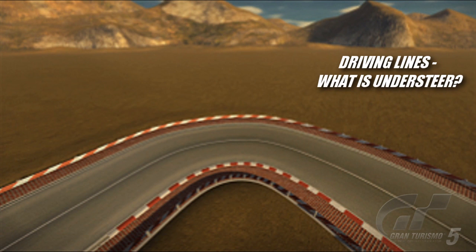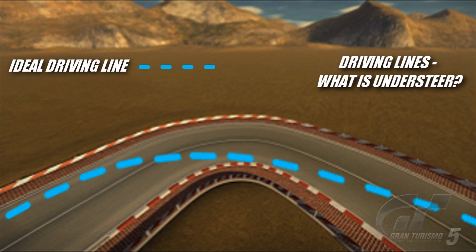So I'm going to bring up some driving lines here. I'm going to show you the desirable driving line and the understeer driving line. So the blue line you see there is the ideal driving line you want to take. Start wide, cut through the middle of the corner, hit the clipping point or the apex of the turn and finish wide.